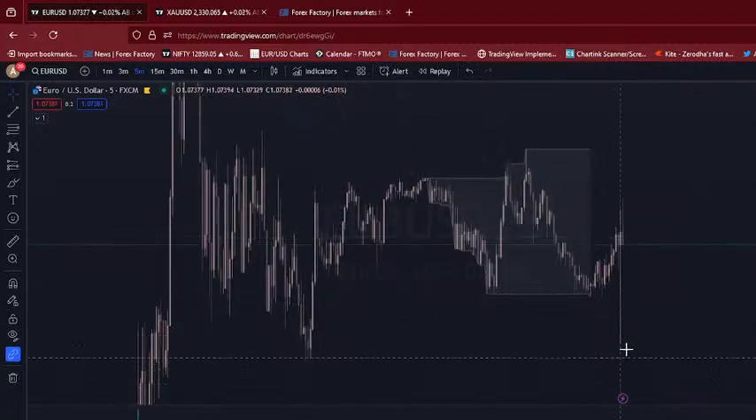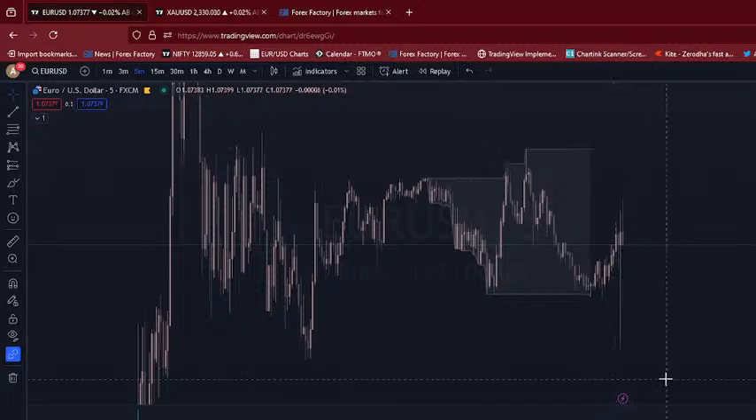Crazy. Now it's got mitigated. Now it will go up or it will break down. Once it breaks down, you get a flip of the demand zone. And once it goes up, you get a flip of the supply zone. Then you need to look at the upper side.